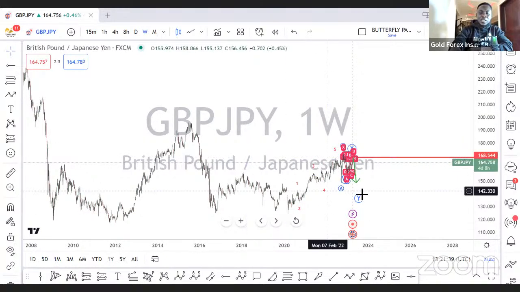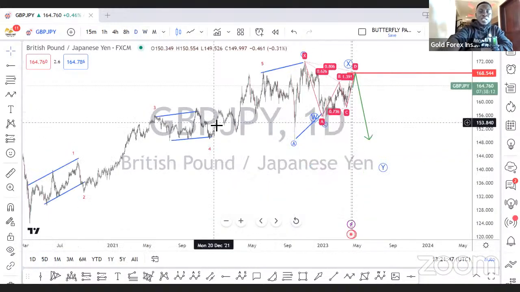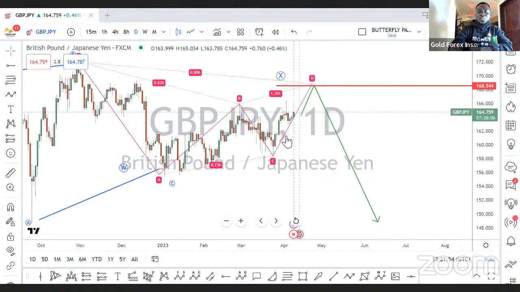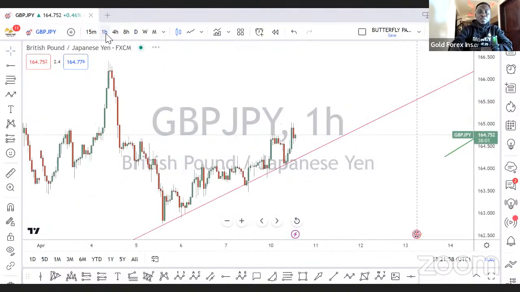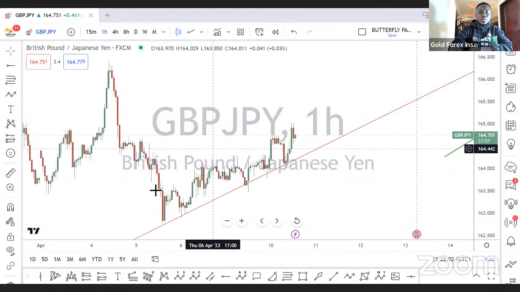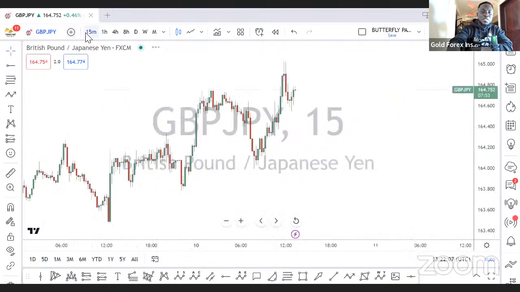Then the down move will be targeting the unmitigated order blocks. The down move will be targeting the unmitigated order blocks. So what we are interested in is the up moves here. Now, that means that we come to the lower time frame and be looking for buying opportunity. So with the buying opportunity, let's go to the 15 minutes time frame.